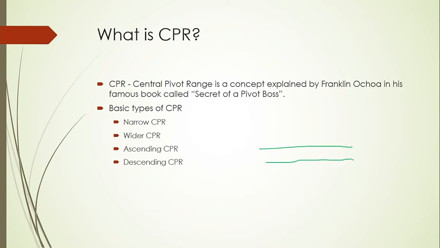Assume this is the pivot point. We have S1, S2, R1, and R2. There will be one more line plotted here, which is the bottom CPR, and there is one more line above the CPR, which is the top CPR, and this is called the central pivot range. There are basic types of CPR. We'll look into each one of them.